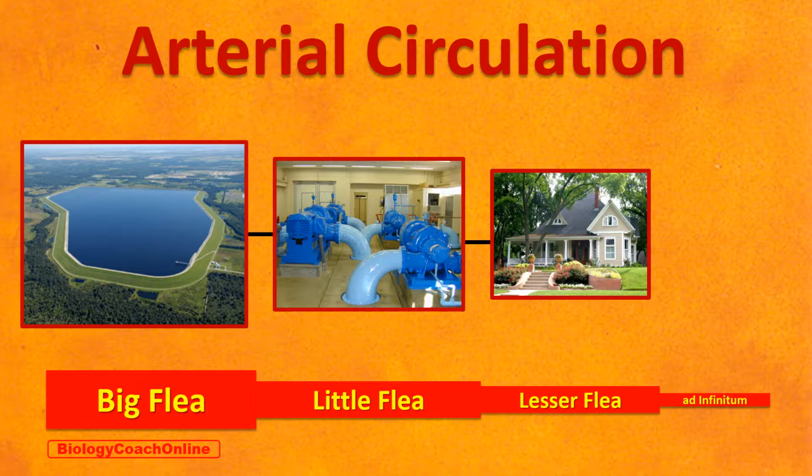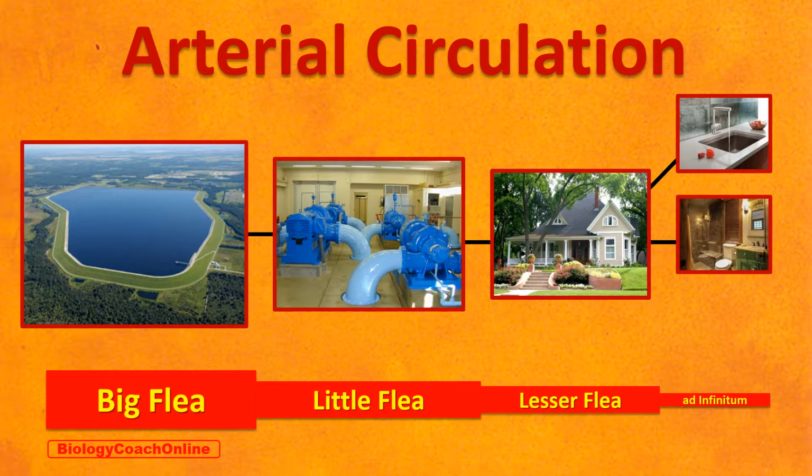Now once it reaches your house, the clean water is delivered to various rooms and appliances like your kitchen sink, your bathroom, your dishwasher, and probably a dozen other specific areas of your house. Those are the still lesser fleas, and so on, ad infinitum. The major point here is that the clean water, in other words oxygenated blood, is very specific as to its destination. Compare that now to your venous circulation.